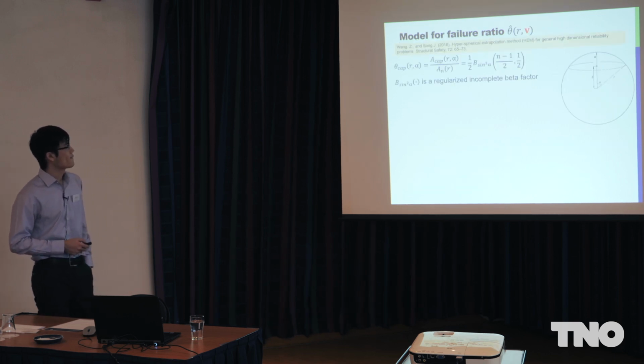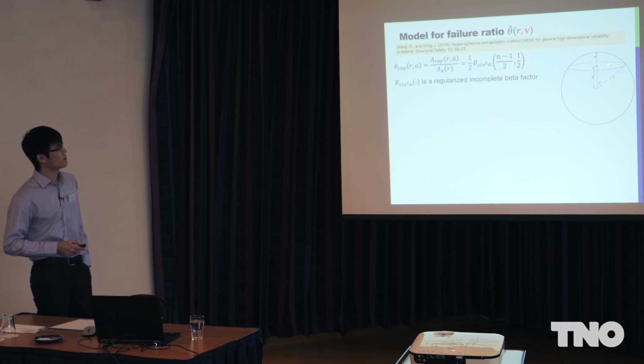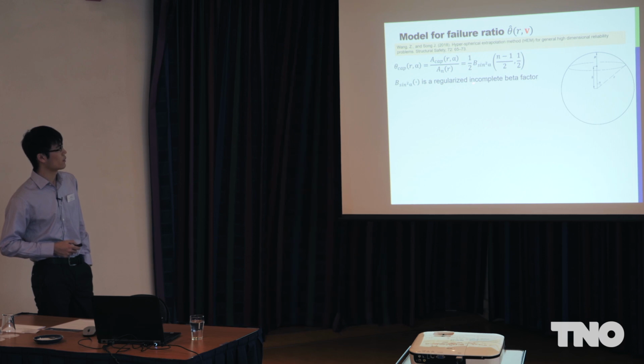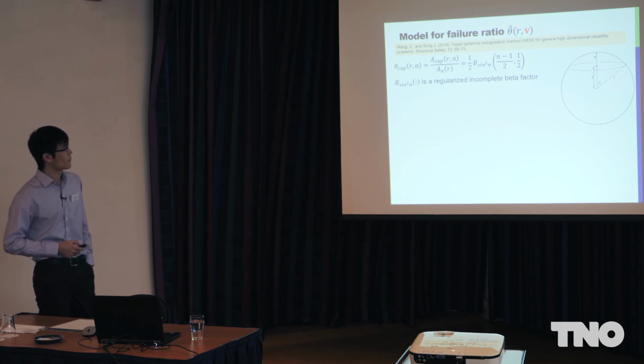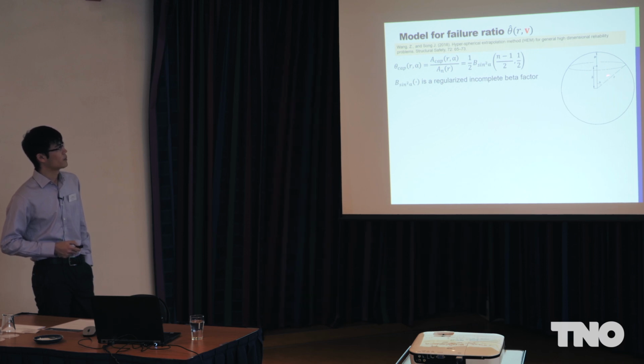So the failure ratio model we used is a summation of hyper-spherical caps. The hyper-spherical cap is just a region here. If we consider the surface area of this cap divided by the surface area of the total hypersphere, we have a formulation like this. And this B function is a regularized incomplete beta function. Here we have the parameter b, which indicates the distance from the origin to the center of the cap, and also we have the angle here.